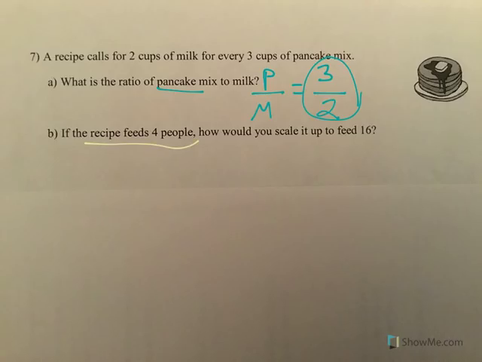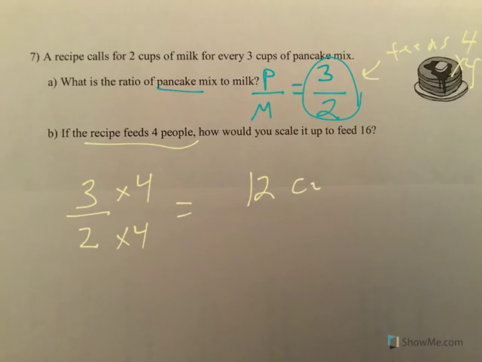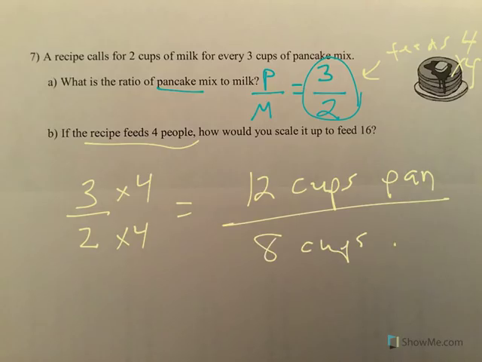Now, if the recipe feeds 4 people, so this ratio feeds 4, how would you scale it up to feed 16? Well, 4 times 4 gives me 16, so I would take this ratio and I would scale it up by a factor of 4. So I would need 12 cups of pancake mix, and I would need 8 cups of milk.